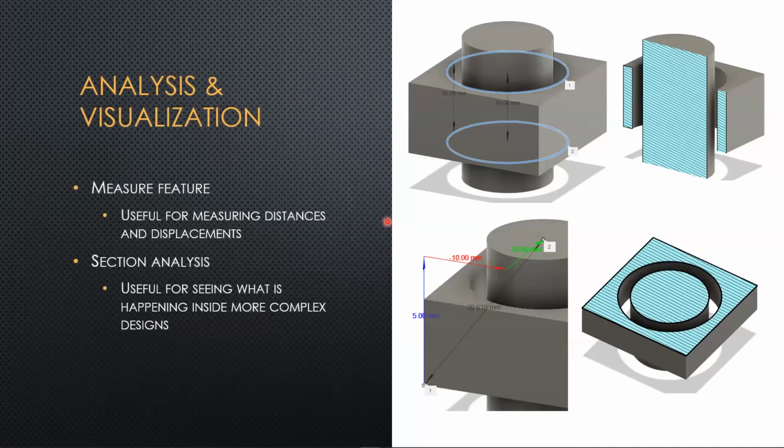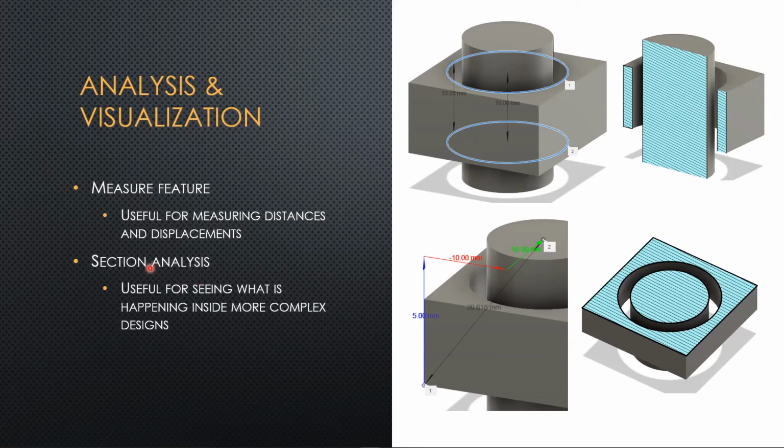Now on to analysis and visualization. So the measure feature, this is super useful for measuring distances and displacements. Here's an example. You can select 2 edges and find out the distance, both minimum and maximum, between those edges. You can also do point-to-point measurements and then get an X, Y, and Z delta. So this breaks it up. Instead of having just a number between the 2 points, it gives you the coordinate reference for it.